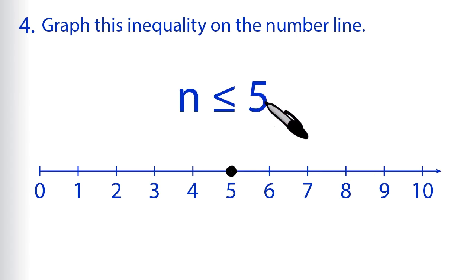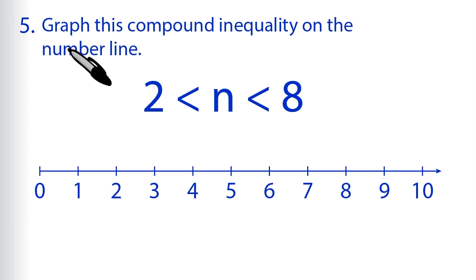And then any number less than 5, and so that is going to be anything to the left of 5. So we fill in this. And since it stops at 0 on this number line, you could just stop right there at the 0. Or you could draw an arrow pointing this way, showing that even negative numbers satisfy this inequality.